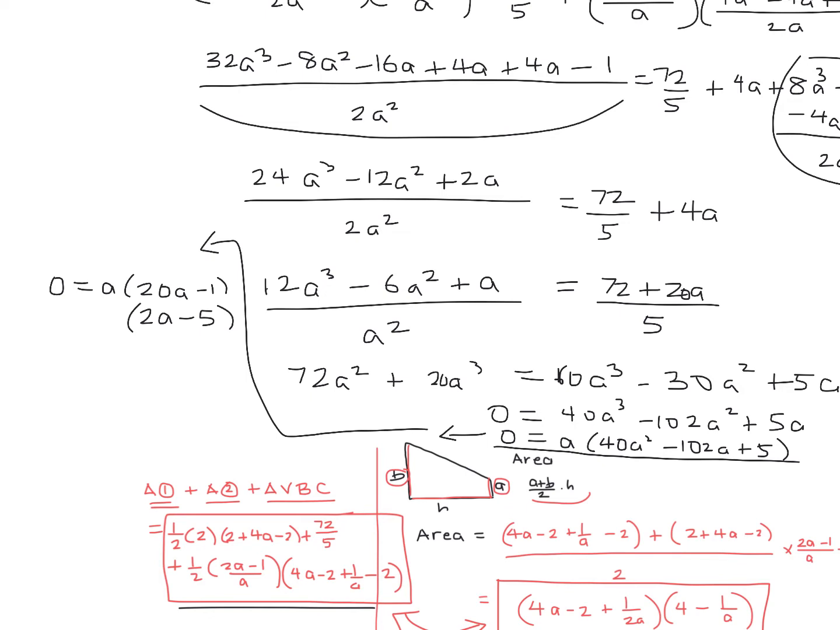Yeah, so that means either a is equal to 0, 1 over 20, or 5 over 2. Now, they told me in the question that a was greater than a half, so that means it can't be that, it can't be that. So the only value of a that is valid according to their rules is the 5 over 2. And there you go. That's the answer.